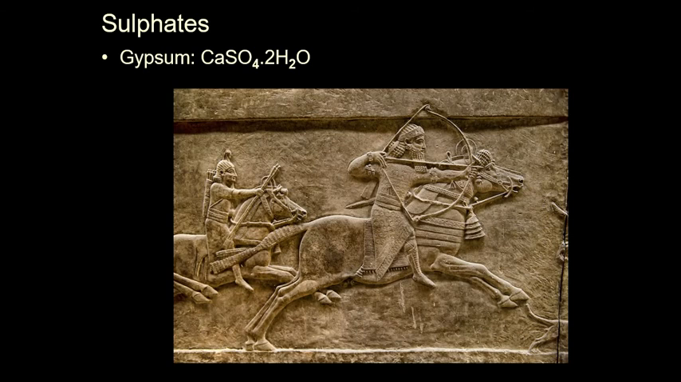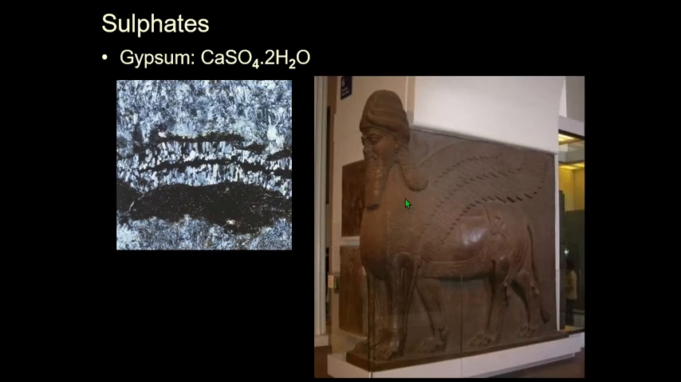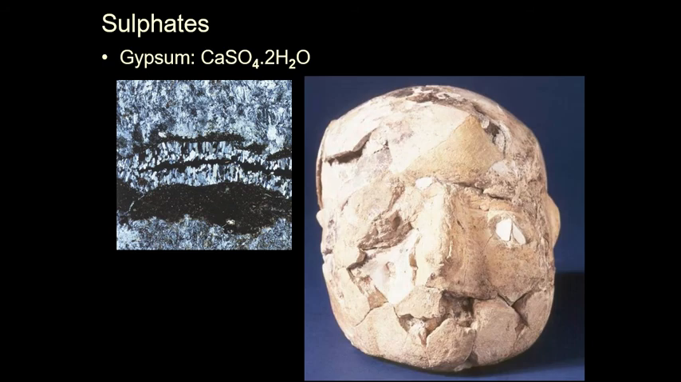this is what reliefs like this, these Neo-Assyrian reliefs, quite well known, certainly if you ever go to the British Museum, like this one. And this is made of gypsum. Also very important for making lime, which we shall get to in a future lecture.